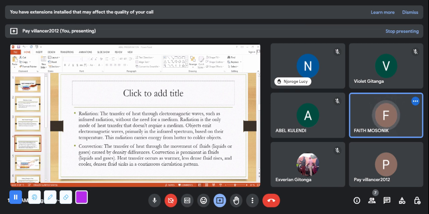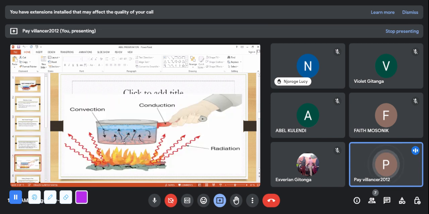Convection is the transfer of heat through the movement of fluids, e.g., liquids or gases, caused by density differences. Convection is prominent in fluids like liquids and gases. Heat transfer occurs as warmer, less dense fluid rises and cooler, denser fluid sinks in a continuous circulation pattern. That's correct.